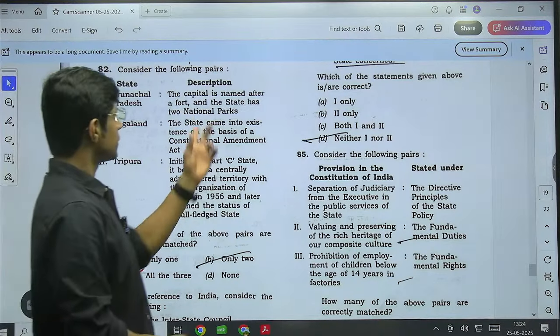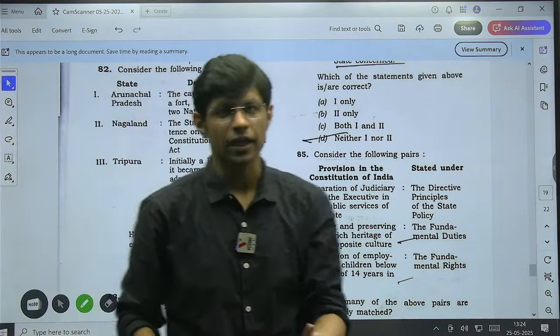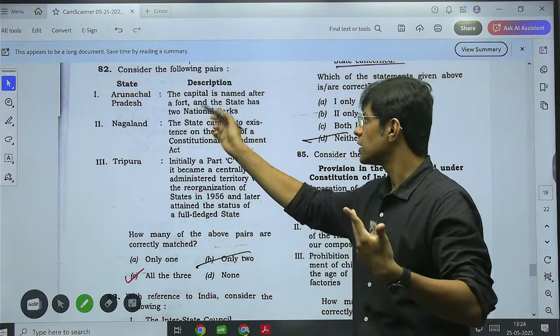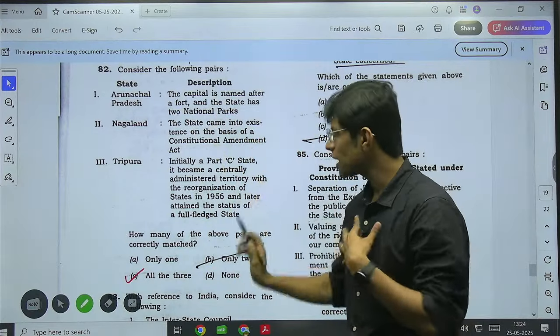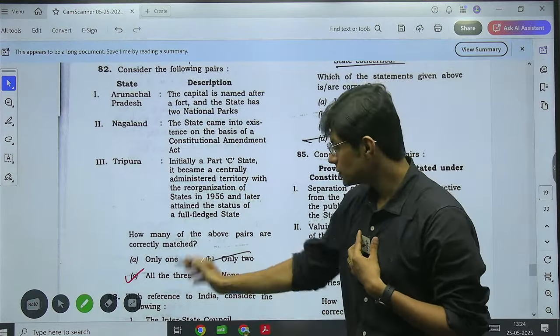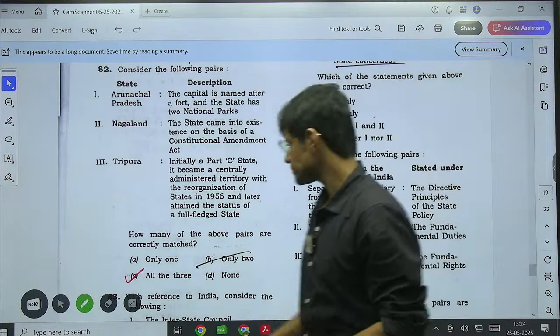Yes, sir. Now see, the state has 2 national parks. Again, that's part of current affairs. So you are expected to know the state has 2 national parks. So my hunch says that all the 3 statements are correct. So C is the correct answer.